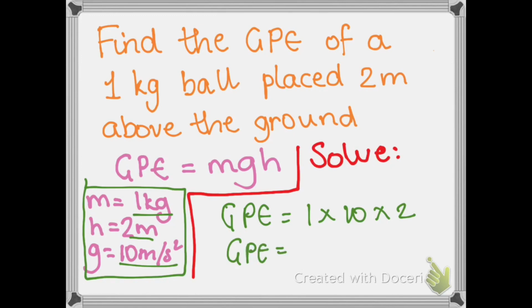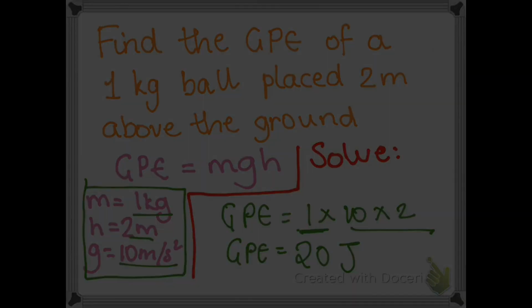Now, we don't really need a calculator because we know that 10 times 2 is 20, and then if you multiply it by 1, it's still going to be 20. And let's not also forget the units. Therefore, our final answer is 20 joules.